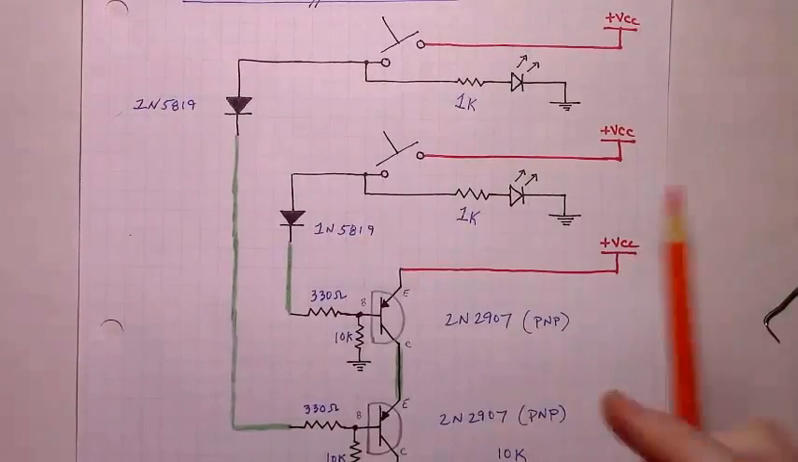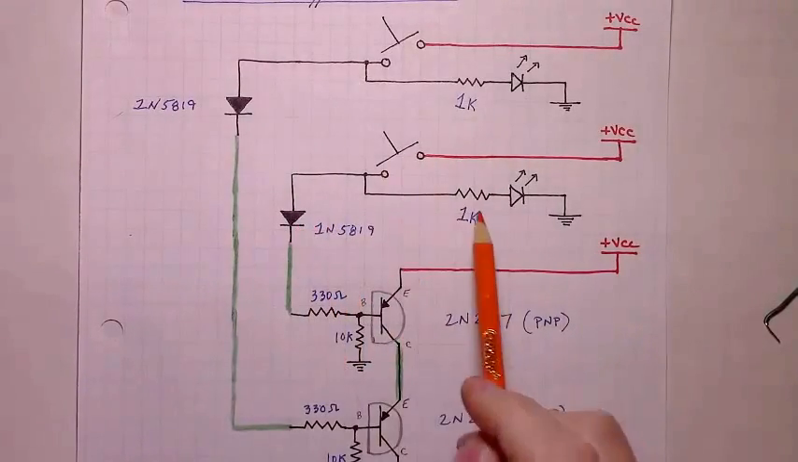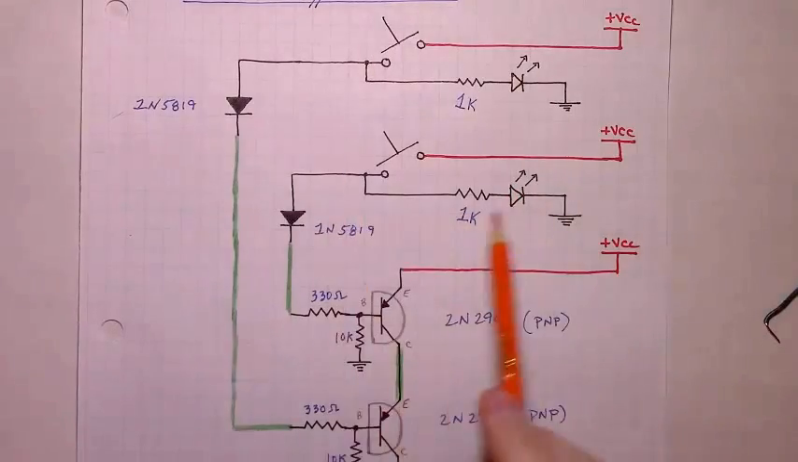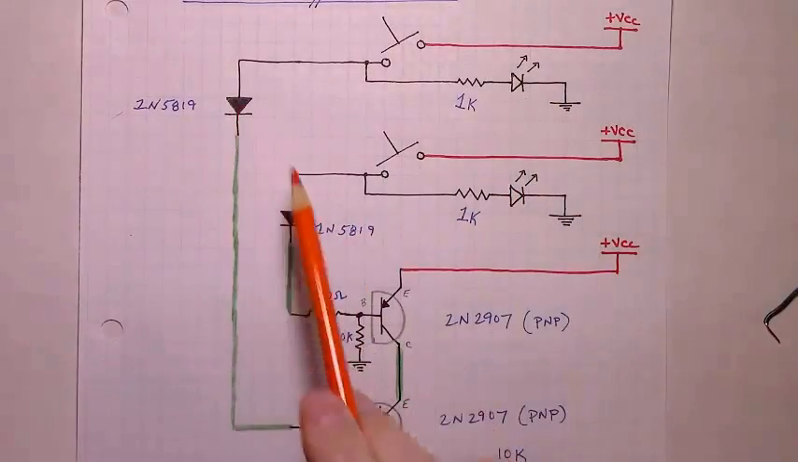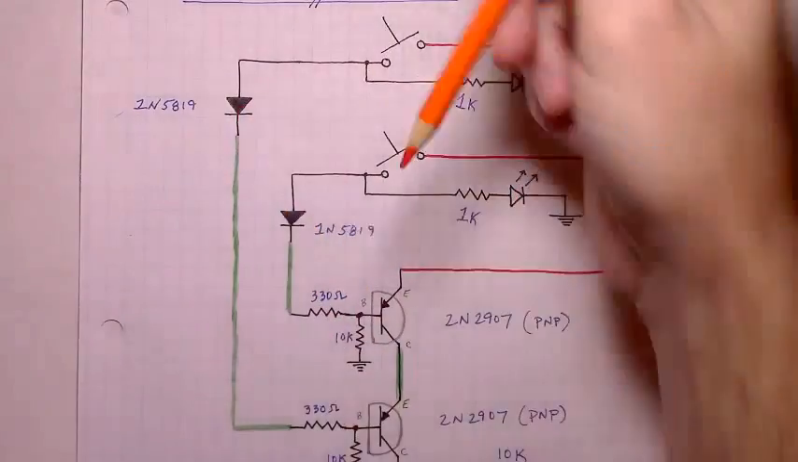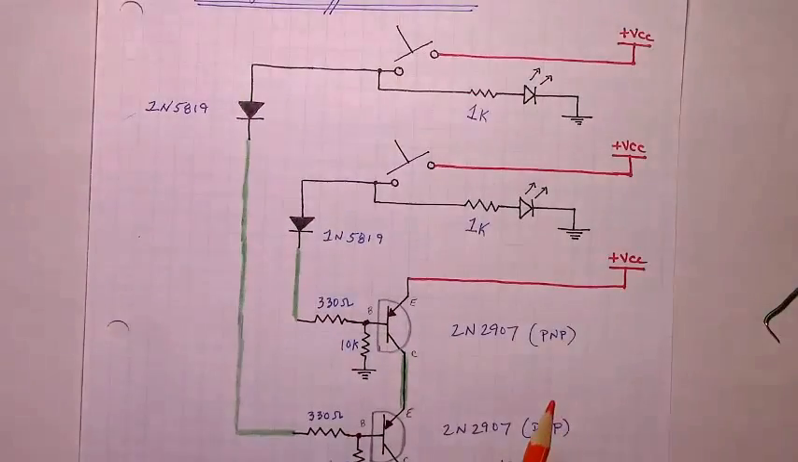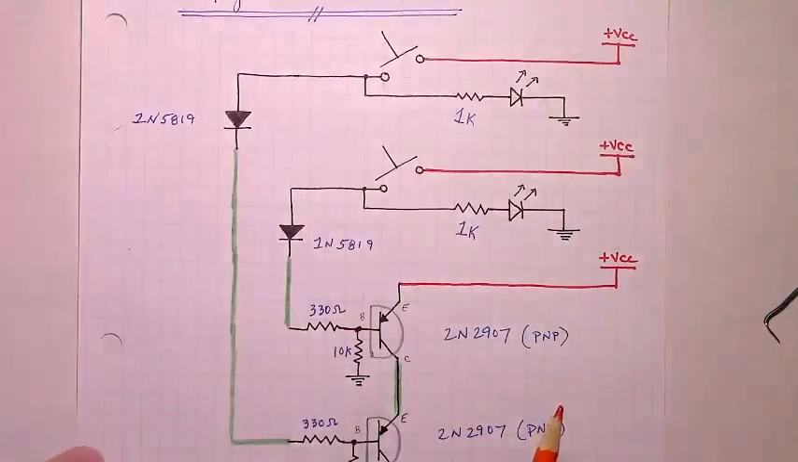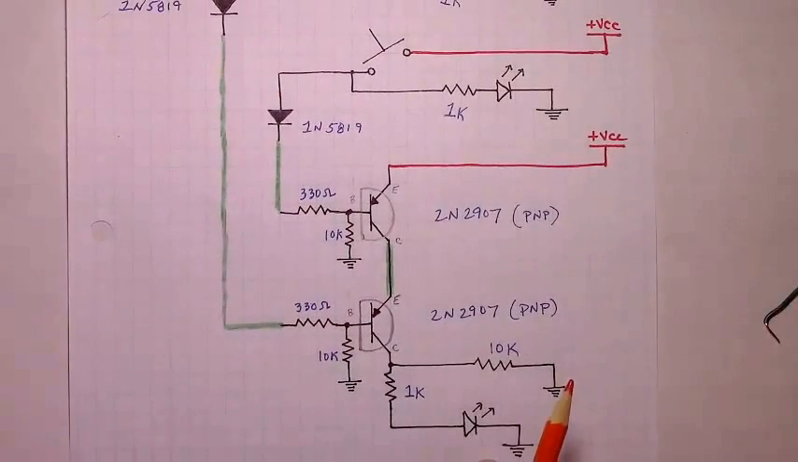Moving right along, we have our momentary buttons, our resistors for our indicator LEDs. We have this part of the circuit completed, as well as our two Schottky diodes pointing down toward the PNPs. So effectively, this part of the circuit we're done with. Now we can move to the two PNPs.